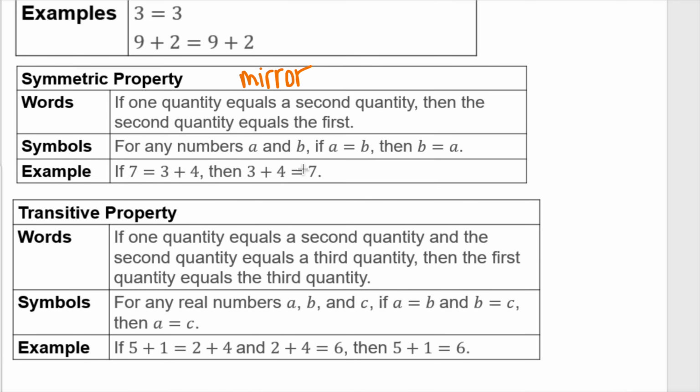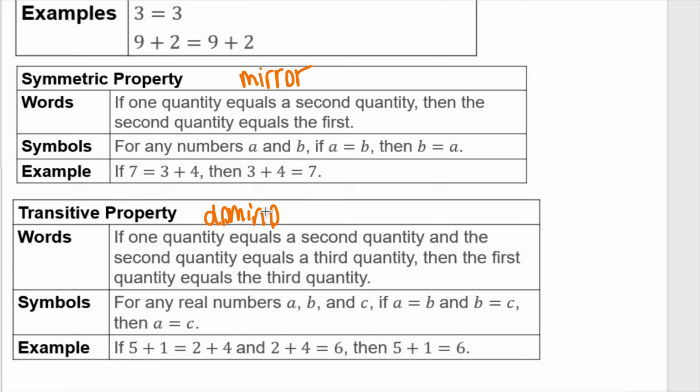The last one you might have not heard about is a transitive property, and this is kind of like when I think about a domino effect, or one thing leads to the middle thing, which can lead to the last thing, so therefore the first thing can lead to the last thing. So if one quantity equals a second quantity and the second quantity equals a third, then the first quantity can be equal to the third.